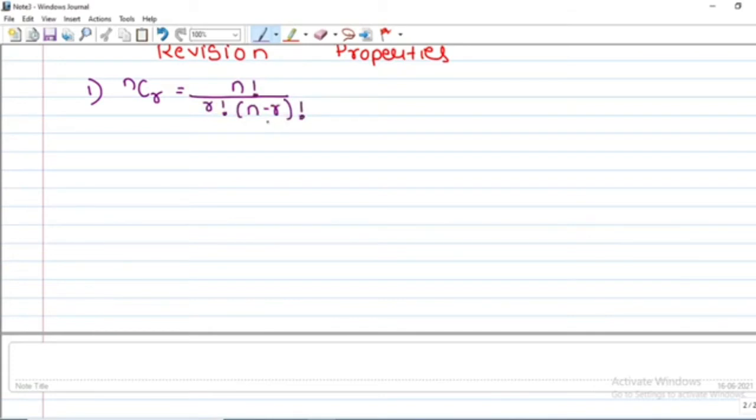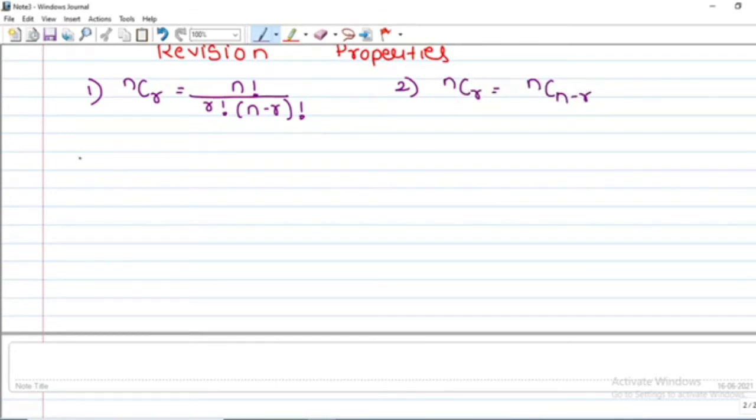You will come across this formula throughout, and if you don't know this, you will face a lot of problems in other chapters also, because binomial appears in a lot of chapters. If you make this chapter weak, then you have to pay back in other chapters also. Now the second property, which is very simple to remember, is nCr equals nC(n minus r).